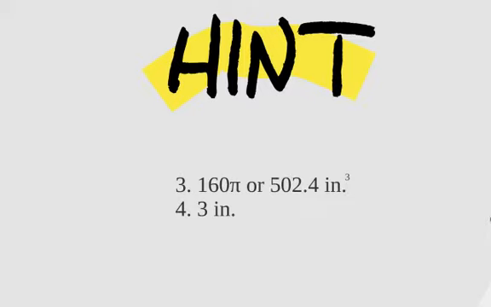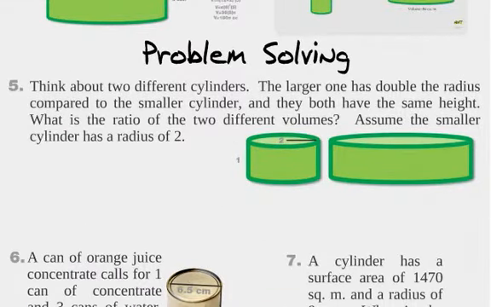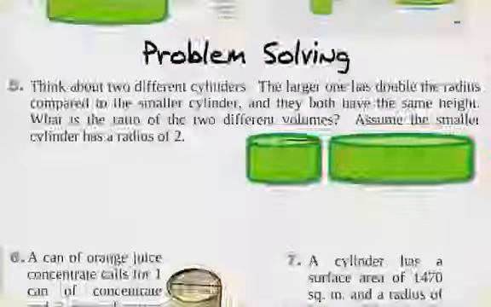Number 4, definitely it's around 3 inches, rounded up there. Now think about these two cylinders. The larger one has double the radius compared to the smallest cylinder, and they both have the same height, okay? So if this guy has a radius of 2, let's assume that this radius is double, so it's 4, okay? Now, what's the ratio of the two different volumes? Well, first you might have to actually find the volume of the smaller one and then the volume of the bigger one. And then let's figure out the ratio there.